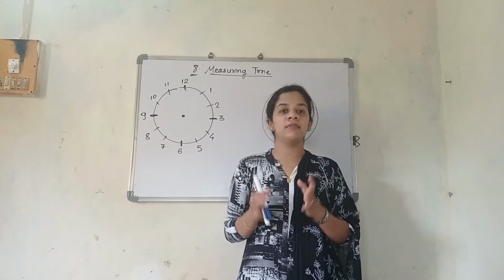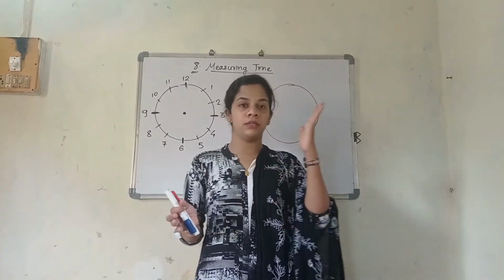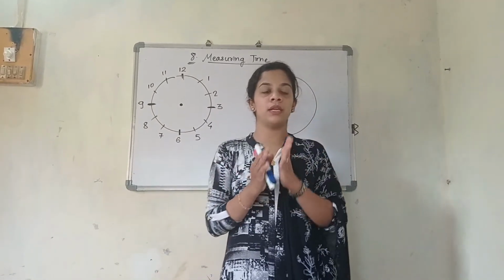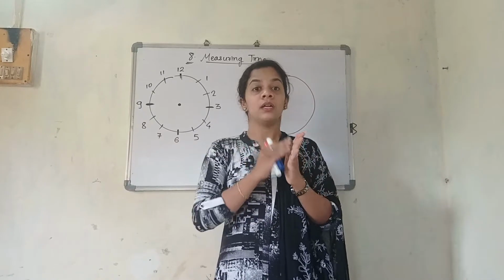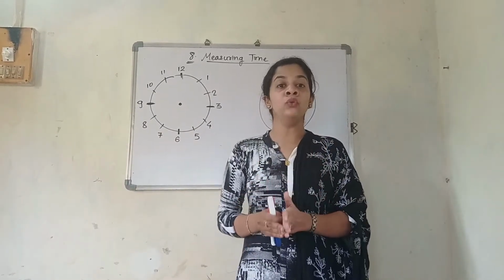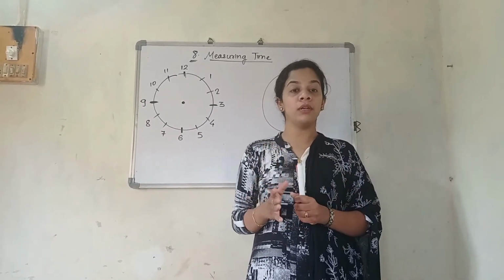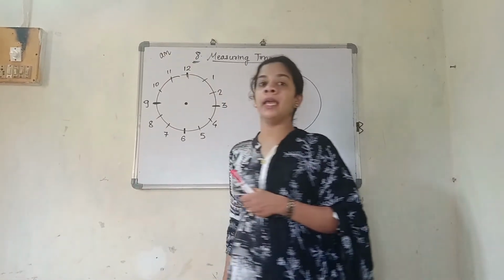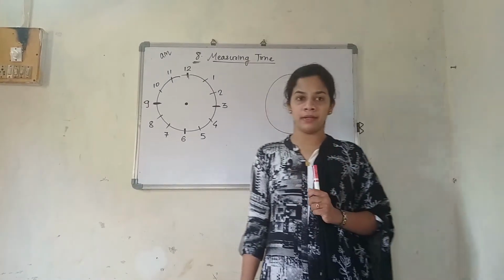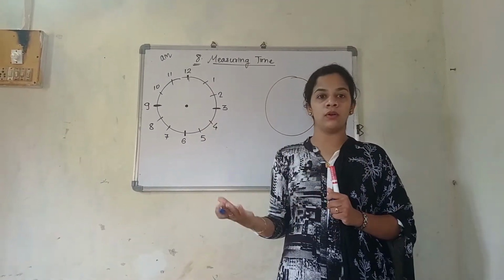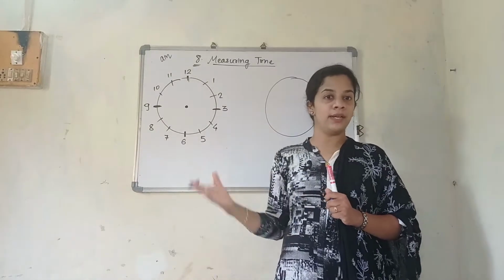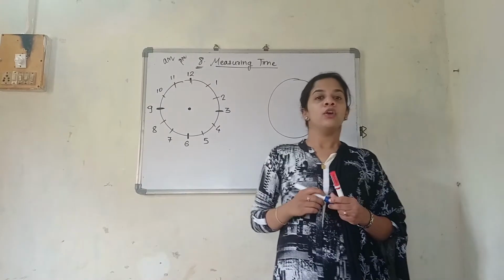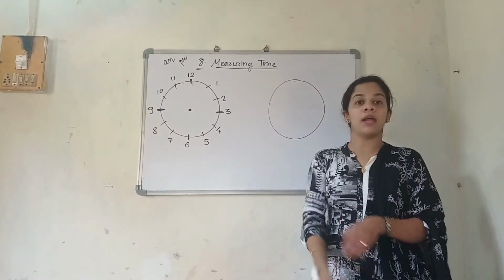The day is divided into two types, that is daytime and night time. From 12 at night, midnight, till 12 noon is said to be morning or daytime, and it comes under AM. We write AM in front of it, that is ante-meridian. And the time after 12 noon till 12 at night is said to be PM, that is post-meridian.